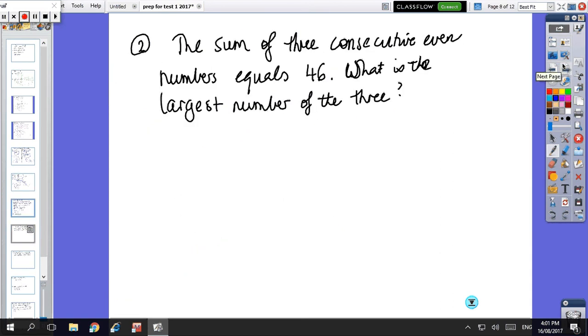Okay, the sum of 3 consecutive, so consecutive is there, and they're not just consecutive numbers, they're consecutive even numbers, equal 46, and we have to find the largest number. Okay, so have a go. When you're ready, come back.